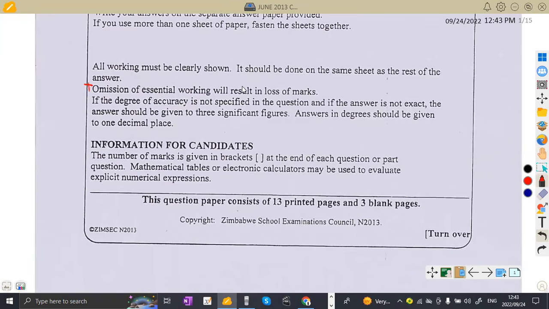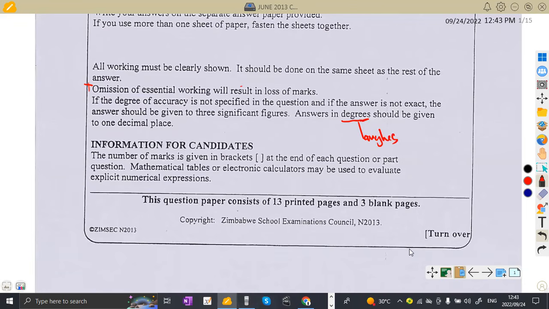Omission of essential working will result in loss of marks. And make sure that all your working must be clearly shown. So everything must be done properly, guys. And if the degree of accuracy is not specified in the answer, make sure that you leave your answer in 3 significant figures, and at 1 decimal place if you are dealing with degrees. So whenever you're dealing with degrees, which means you're dealing with angles, give to 1 decimal place.